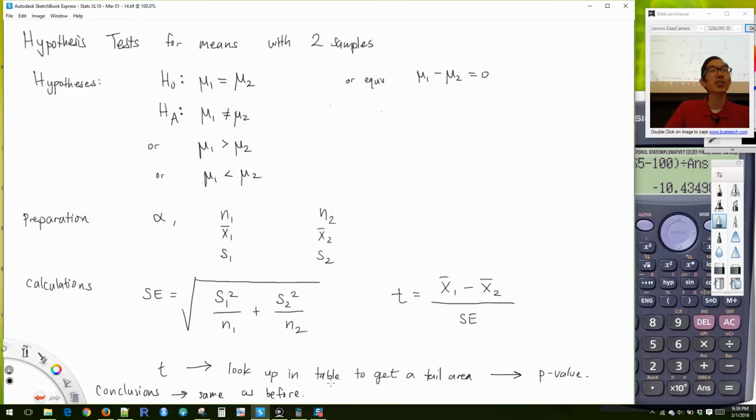Yes, question. For the degrees of freedom, do you do the same thing you do for the other one? Yeah, so when we do this, degrees of freedom is equal to n minus 1, but we have two n's, so which n do we use? Use the smaller n. All right, you guys got this.